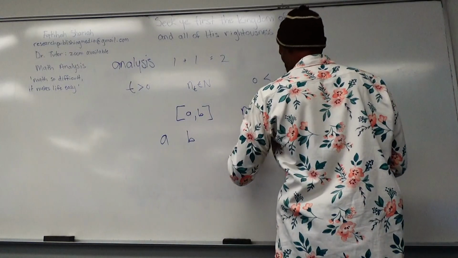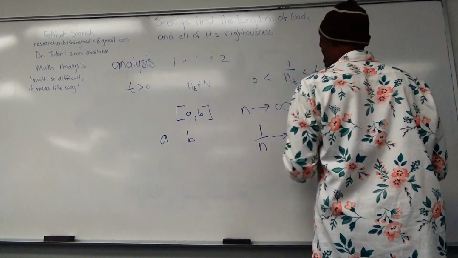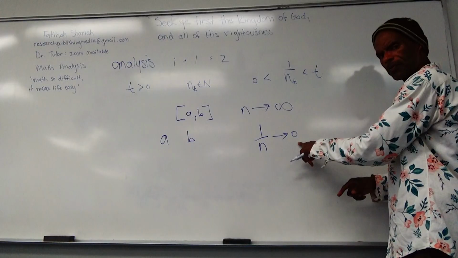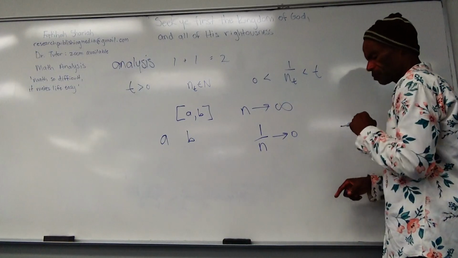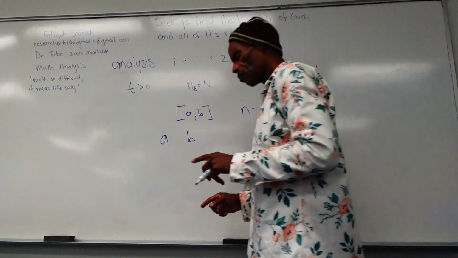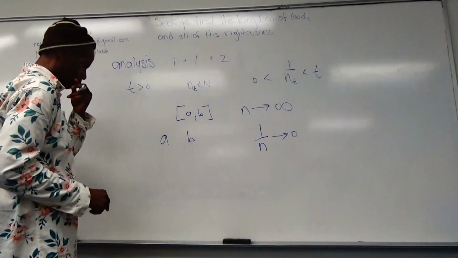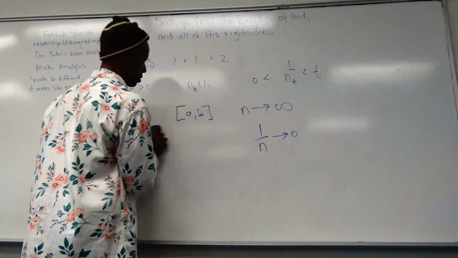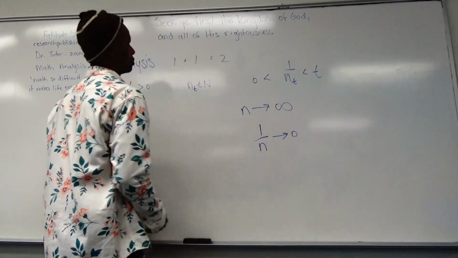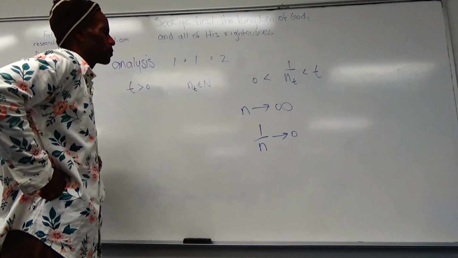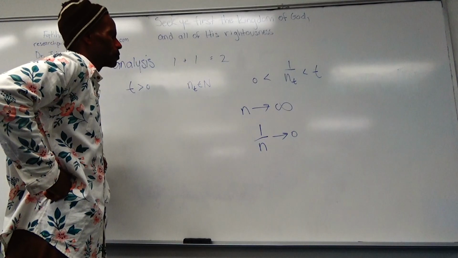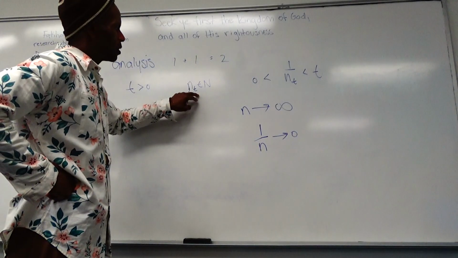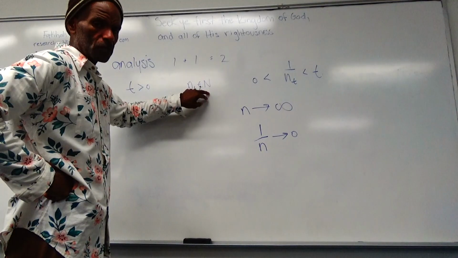So look, right? If we say n goes to infinity, and then we say 1 over n goes to 0, as n goes to infinity, 1 over n goes to 0, right? So then, how do we want to say it? We have n_t in a natural number set, right?